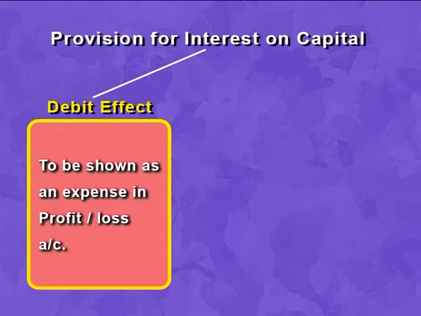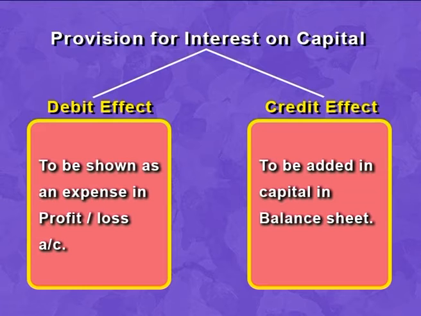These two effects of this adjustment can be shown as you can see: the debit effect is that the provision of interest on capital is to be shown as an expense in profit and loss account, and the credit effect is that it is to be added in capital in balance sheet. Now, let us also understand the effect of this adjustment technically. For the same, let us first have a look into the journal entry required to give due effect to this adjustment of provision for interest on capital.